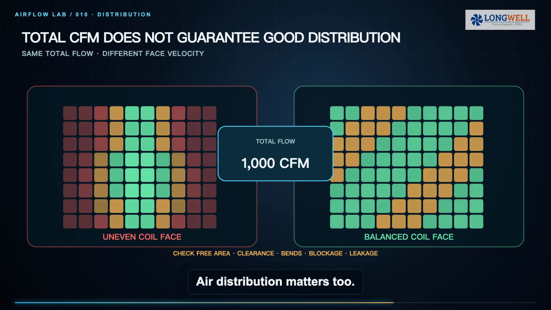Air distribution matters too. A system may move the correct total CFM while starving one side of a coil or sending a high-velocity jet through another section. Free area, inlet clearance, bends, obstructions, leakage, and outlet geometry decide where the air actually goes. Total flow and local velocity must both be checked.